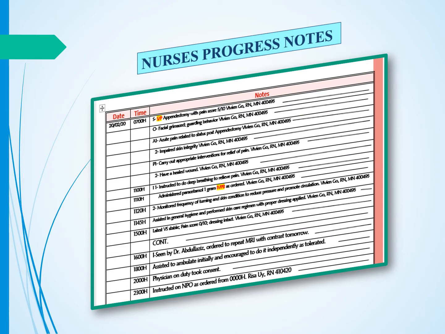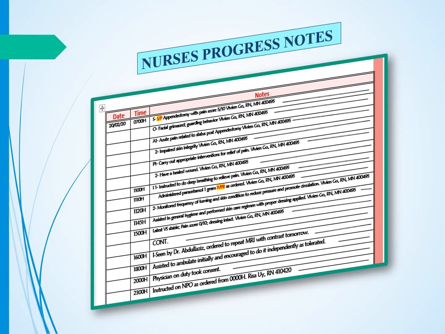An example of a nurse's notes using SOAPI format for both ambulatory and inpatient settings. Refer to the example. The date is written as day, month, and year, February 20, 2020, and the time is documented in military time, 0700 hours. S: status post-appendectomy with pain score 5/10. Objective data: facial grimace, guarding behavior. Assessment or analysis: acute pain related to status post-appendectomy.